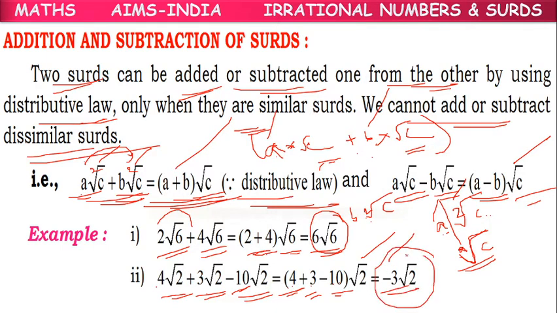Minus 3 root 2. So, in this way, if we have similar surds, we can add 2 or more similar surds by using distributive law or by taking common surd out.